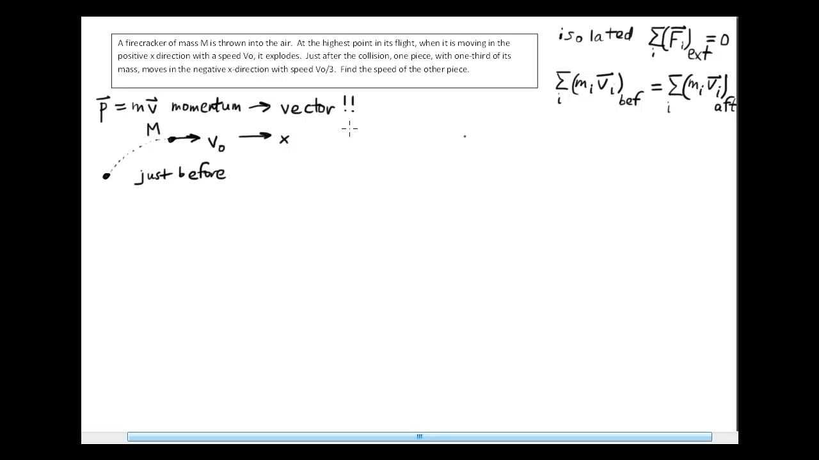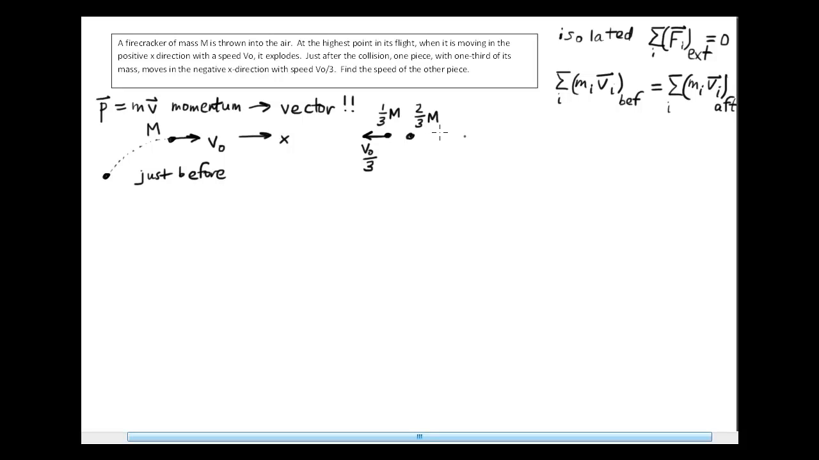Actually, it's an explosion problem, but you'll realize that explosion problems are simply collision problems in reverse. So just after the collision, what we're told is there's a piece that actually ends up traveling backwards, because when it blows up, apparently the impact of the explosion shoots one piece back to the left with a speed v0 over 3, and it says that piece has 1/3 the mass, right? So it's 1/3 the overall total mass. And that means that there's another piece over here that has 2/3 of the mass, and we want to know what its final speed is.